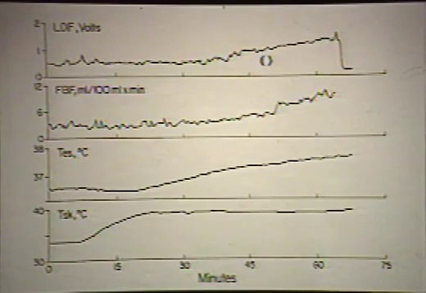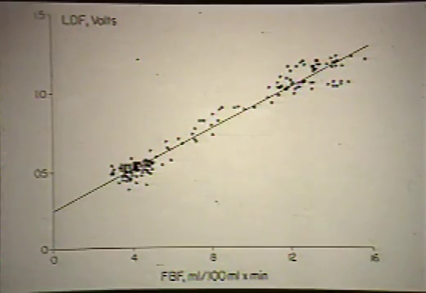Now, taking the data from these two measures and plotting them against each other, we get this kind of a correlation. Well, this was a delight to our eyes to see this kind of a relationship, a nice tight relationship, a high correlation coefficient between the laser Doppler method and the total forearm blood flow. So this observation we felt was really quite promising for further uses of the laser Doppler method for measuring skin blood flow.